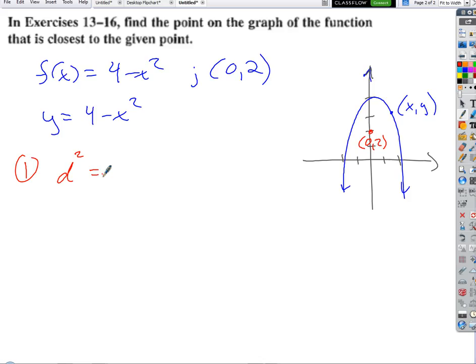Okay, so if we draw a little slope triangle here, or a little triangle, this distance, that represents d, right? So what's that going to be? Well, that's just x minus 0. Everybody agree? So it's going to be x squared plus this distance right there, which is going to be y minus 2 squared. Everybody agree?